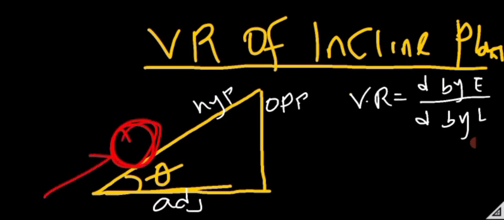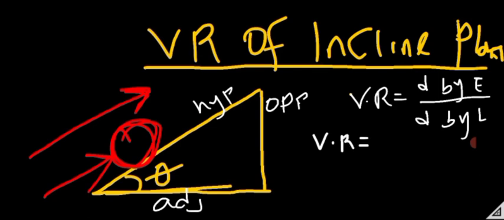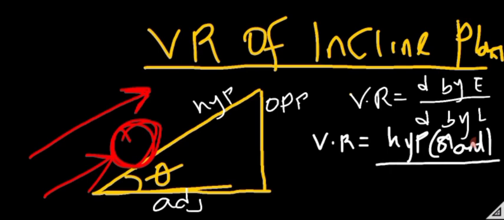Now when I place my load here, when I'm pushing the load, remember that my effort will go through the hypotenuse. True or false? My effort will be along the hypotenuse. So we can now replace this VR by saying VR is equal to, now the distance moved by the effort here is this side, right? That is the hypotenuse, also known as slant height, all over.